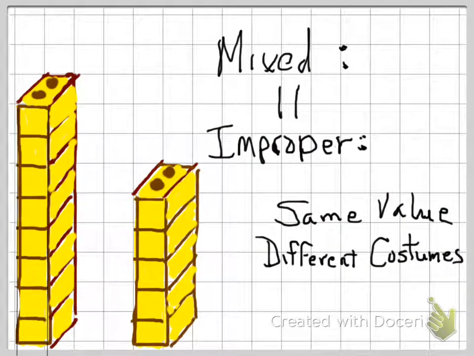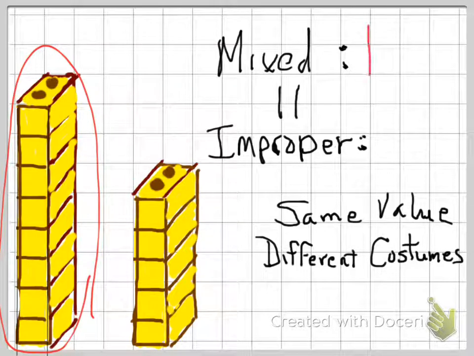Okay, remember, when we're talking about mixed numbers, we're mixing up how many wholes and parts we have. Whole things and partial things. Well, how many whole things do we have right there? We have 1. And then, let's see, 1, 2, 3, 4, 5. We have 5.